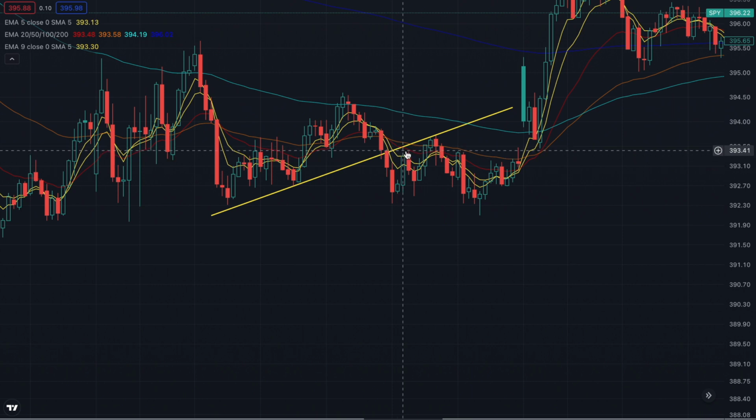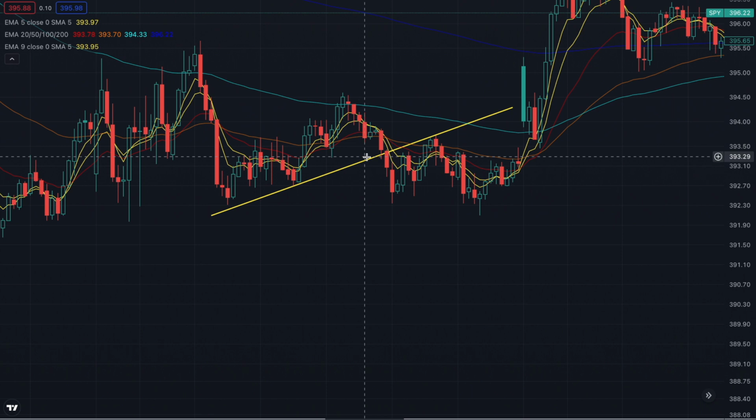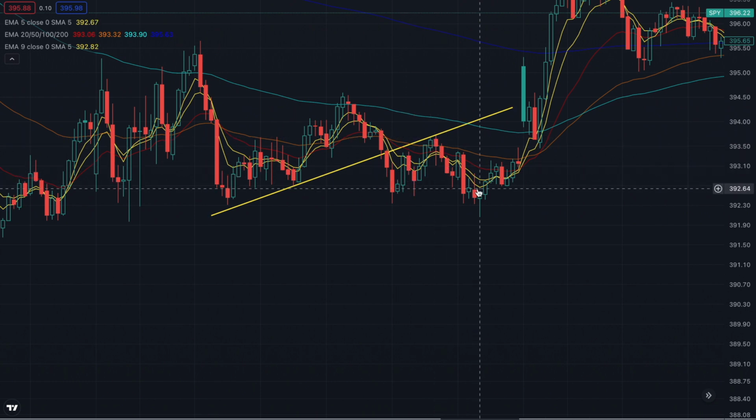It touched the same area. Since this is considered a support from here, it broke through and now it's considered a point of resistance. So it came up, touched it, went back down, came up, touched it again, and then it went back down.